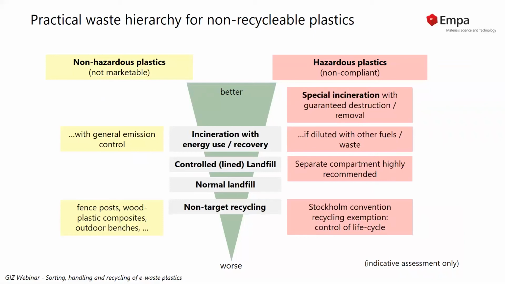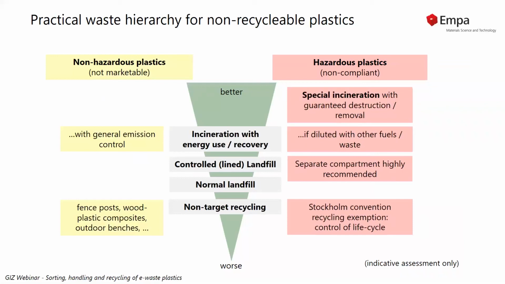So for non-hazardous plastic, we're just talking about plastics which do not have to conform to a lot of quality requirements. So something that is very common is to, for example, make very thick fence posts, create wood plastic composites, so a mixture of maybe sawdust and plastic for producing panels, outdoor benches, everything that just needs a lot of material but doesn't need to be very nice and shiny. And for the hazardous plastics, you can look, at least in some cases, to use the recycling exemption of the Stockholm Convention.